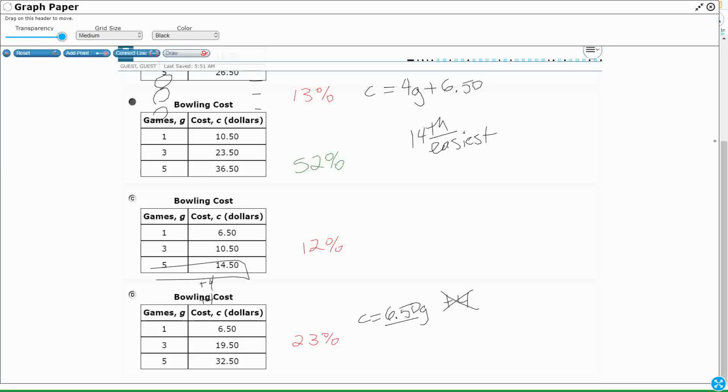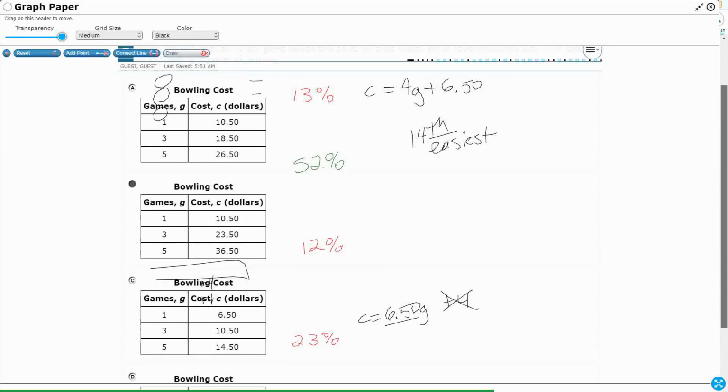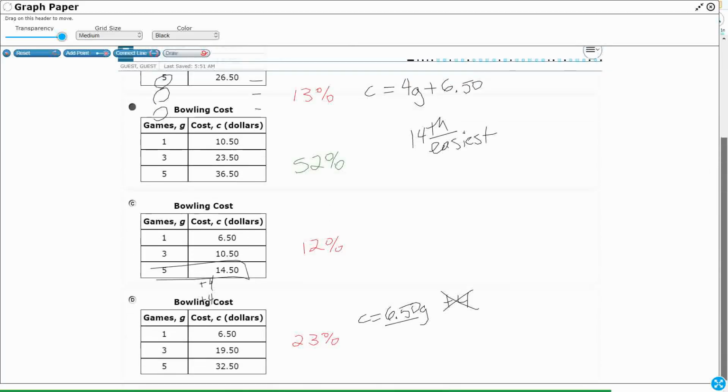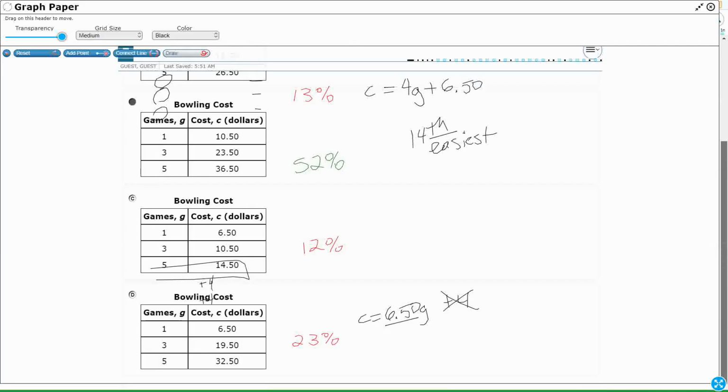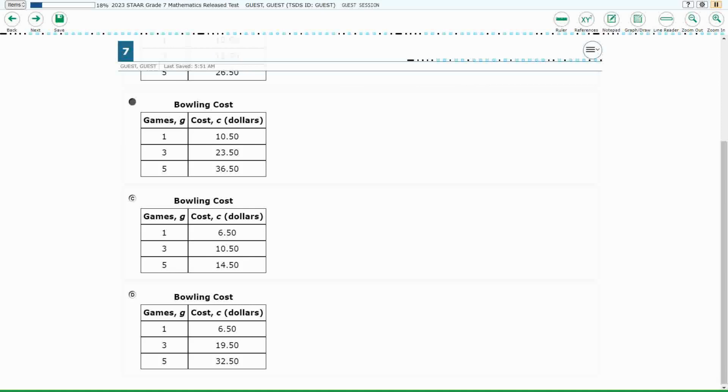And they thought that 650 was the game cost, rather than the shoe cost there. So we had that game cost, and they just brought their own shoes. So that's how we got each of those answers.